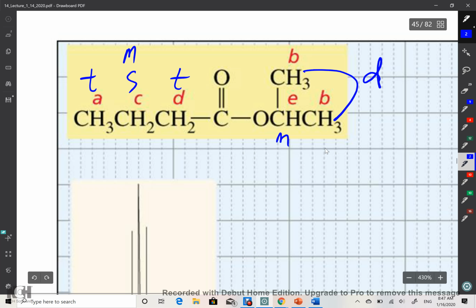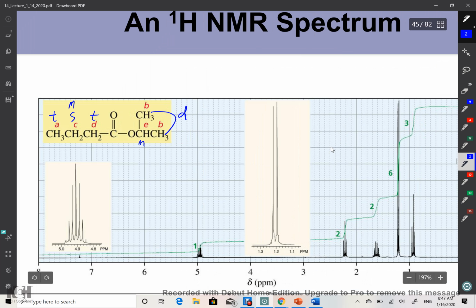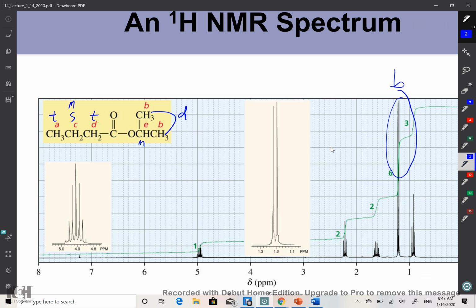So if you now turn around and look at the NMR spectrum, you will have it exactly there. So you can now guess. This is a doublet here. And so that doublet would most likely be from B. Does that make sense? That doublet is most likely from B.